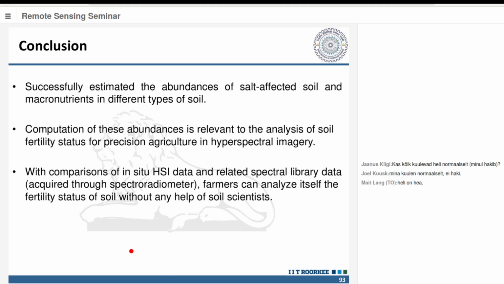Successfully estimated the abundances of salt-affected soil and micronutrients in different types of soil. Computation of these abundances is relevant to the analysis of soil fertility status for precision agriculture in hyperspectral imagery, with comparisons of in situ hyperspectral data and related spectral library data acquired through spectrophotometer. Farmers can analyze the fertility status of soil themselves without any help of soil scientists.